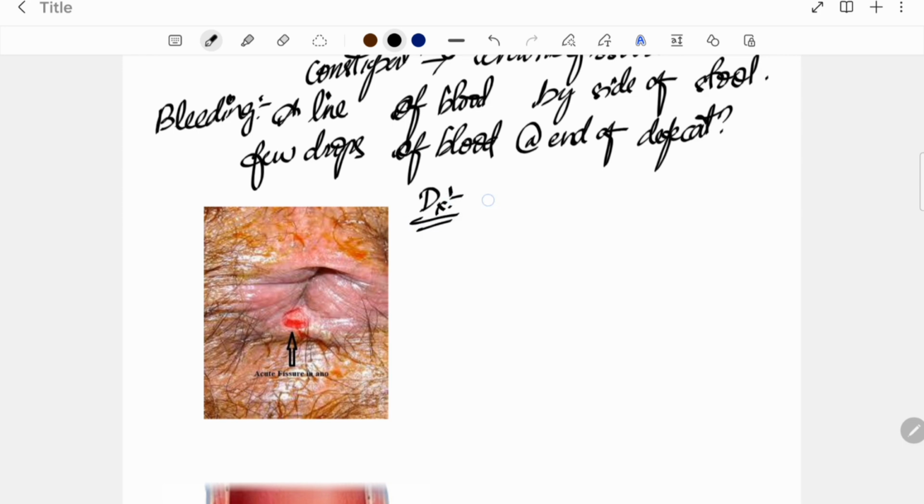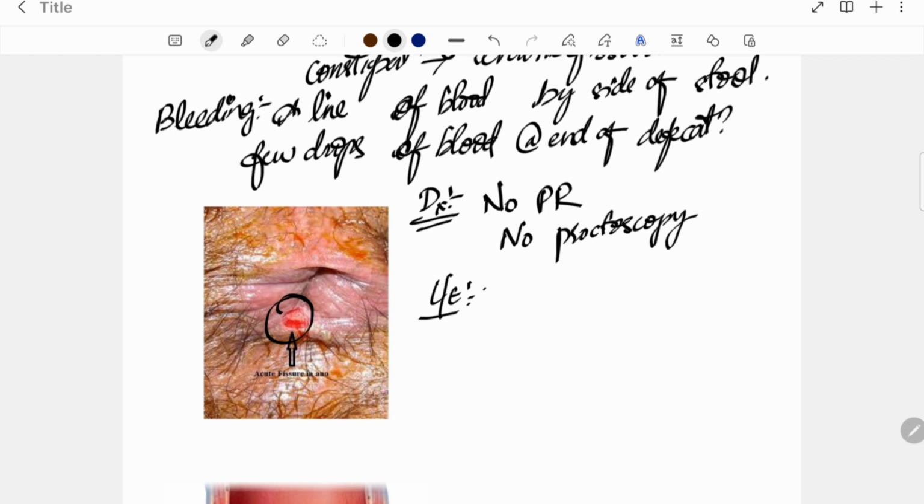Diagnosis. As it is painful, we should not do the PR, the rectal examination. No, we should not do the proctoscopy. We just have to do the local examination. On the local examination, we see the fissure.